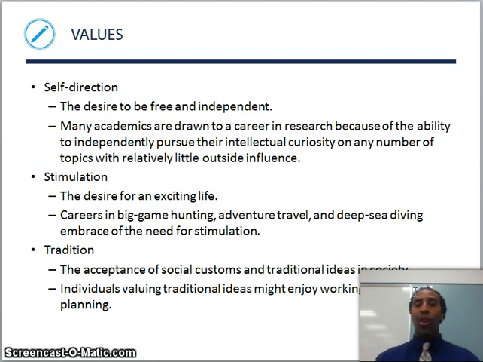Many academics are drawn to a career in research because of the ability to independently pursue their intellectual curiosity on any number of topics with relatively little outside influence. Everybody leave me alone. I'm going to my lab. I'm doing my research, and I will present my findings when I'm done.